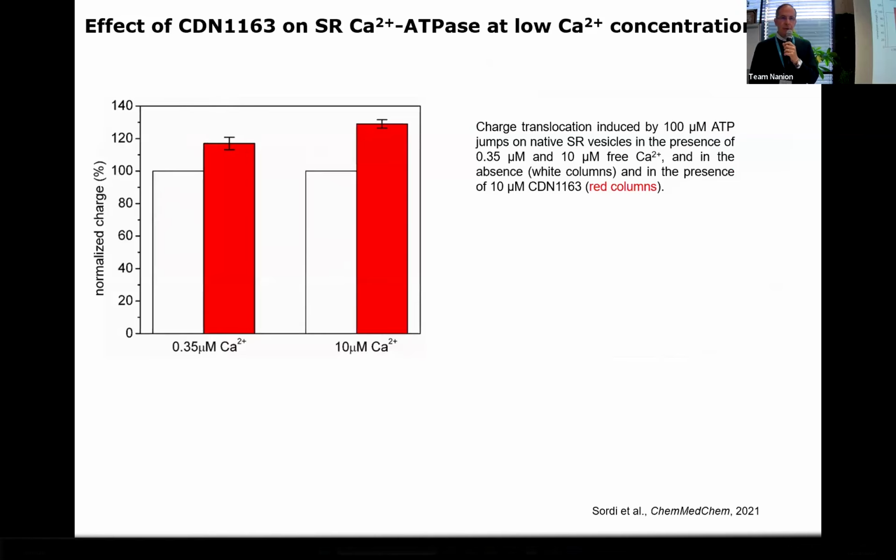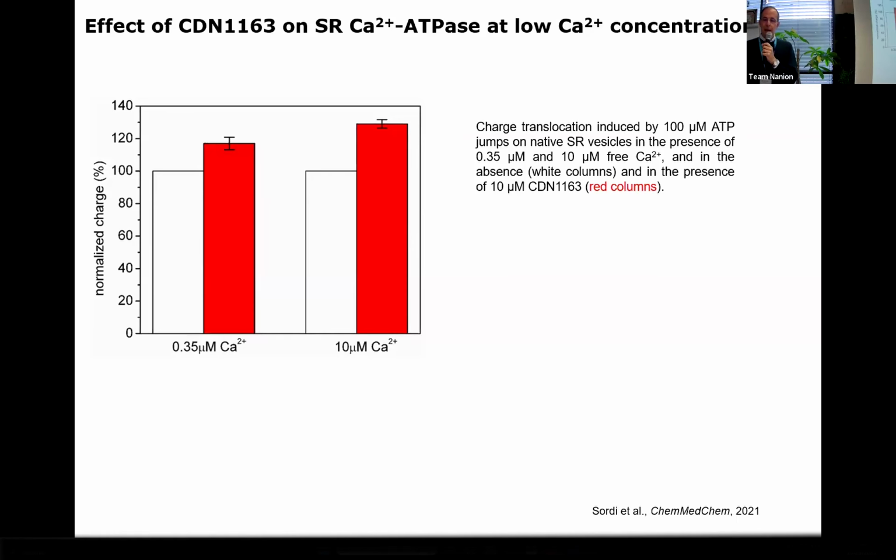Now, in our ATP concentration jump experiments, we normally use a high saturating calcium concentration, 10 micromolar free calcium, that enables full activation and maximal current response of the SERCA enzyme. However, it is known that the cytoplasmic calcium concentration in the resting cell is very low, about 0.1 micromolar. And therefore, we examined whether the CDN1163 stimulatory effect could still be observed at low calcium concentrations.